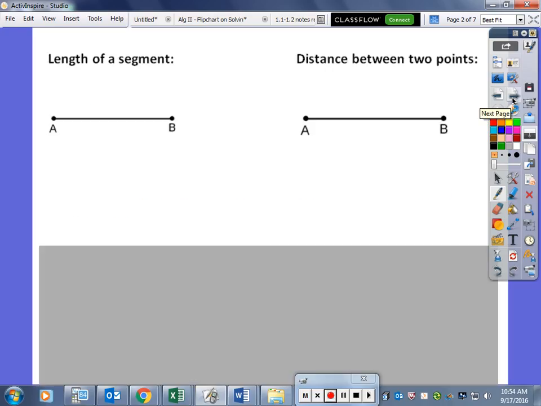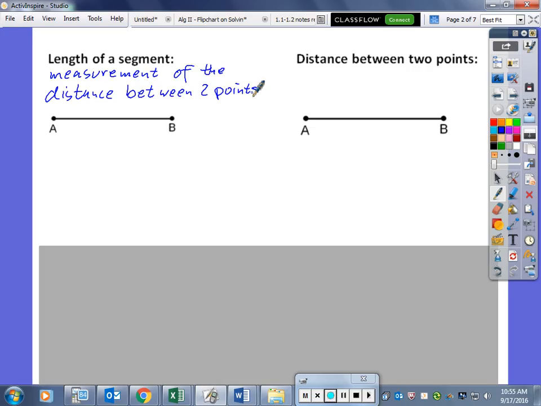Now, what is the length of a segment? The length of a segment is the measurement of the distance between 2 points. And what is the distance between 2 points? It's the length. We can also say the absolute value of the difference of the coordinates of A and B.